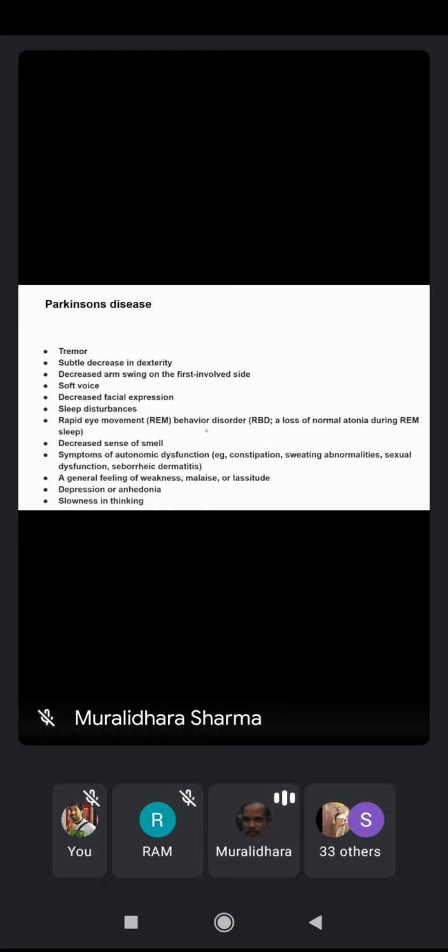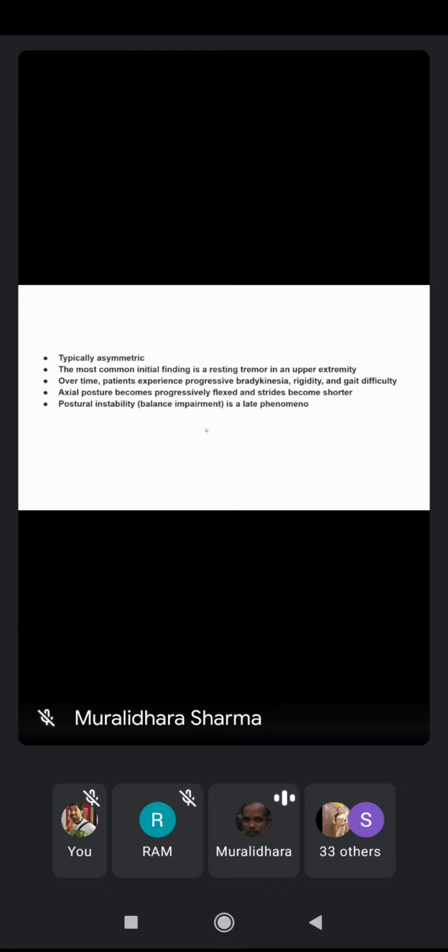Occasionally, dermatitis could be the initial clinical presentation of Parkinson's disease, along with a general feeling of weakness, lassitude, depression, or even slowness in thinking. It could be intellectual asset.